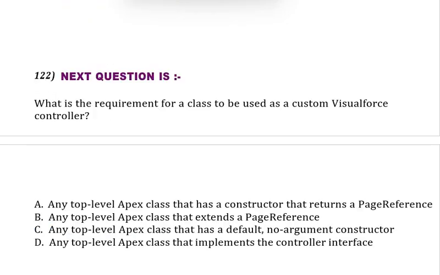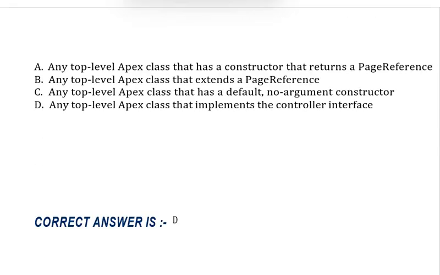Question is what is the requirement for a class to be used as a custom Visualforce controller? Option A, any top-level Apex class that has a constructor that returns a page reference. Option B, any top-level Apex class that extends a page reference. Option C, any top-level Apex class that has a default no-argument constructor. Option D, any top-level Apex class that implements the controller interface. Correct answer is option D.